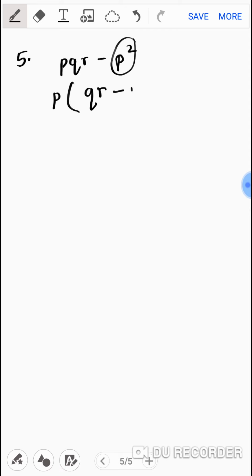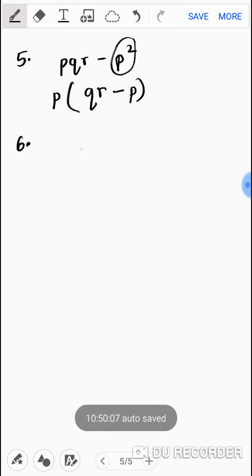I'll jump on to 5th, and it says pqr minus p square. My dear kids, pqr, p common, inside will be qr, and from p square one p has come out, so inside will be one more p left.